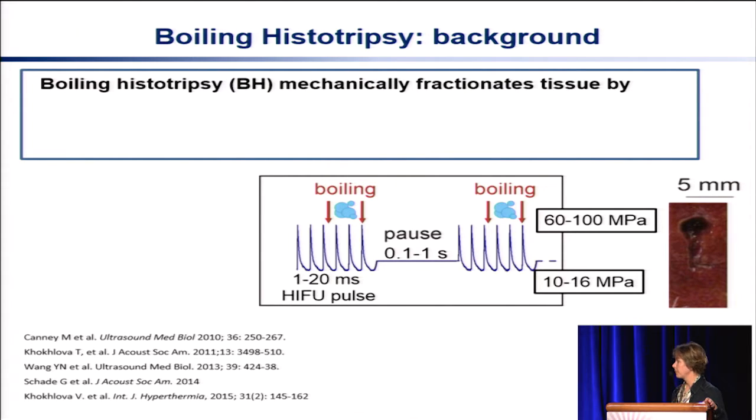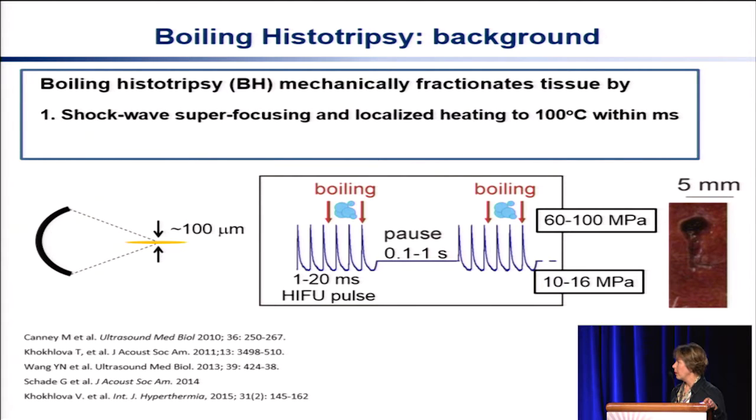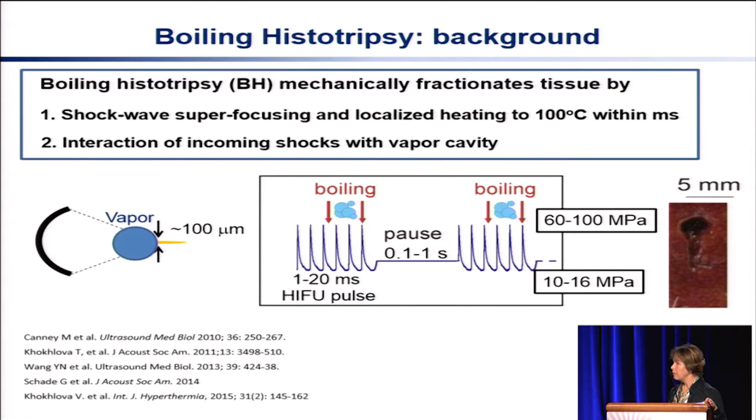renal tumors. Boiling histotripsy mechanically fractionates tissue by inducing shock waves, which are super focused into the focal region and induce localized heating to 100 degrees C within a millisecond within this small volume. Then a vapor bubble is generated, and interaction of the incoming shock waves with this vapor bubble results in fractionation of tissue into subcellular debris without a thermal effect.